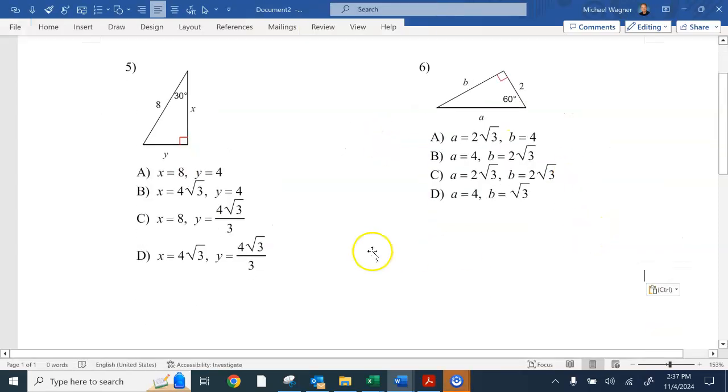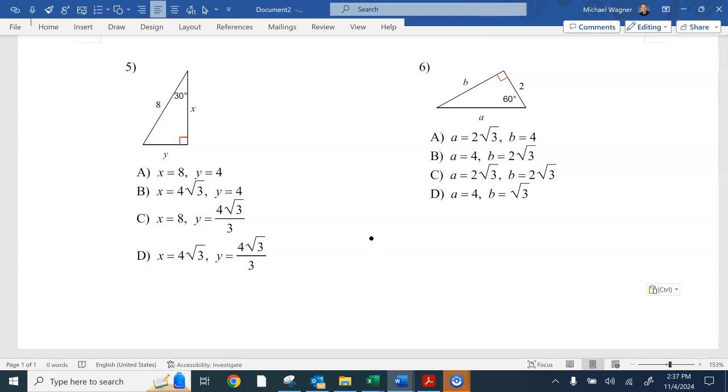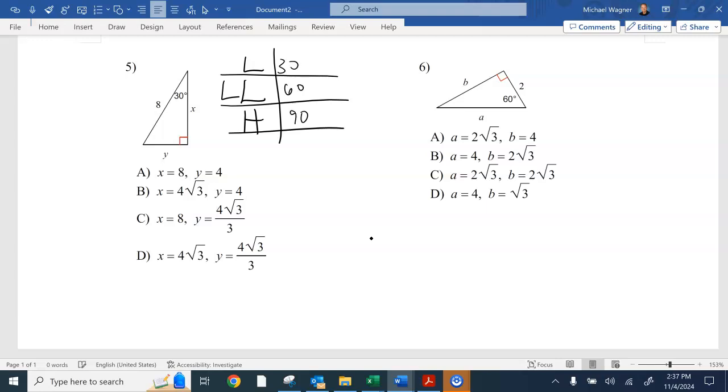Okay, so number 5. Let's see. First of all, now this is where you can line them up. Maybe you can put short leg, and then the long leg can be over here, and then you can put the hypotenuse. So what are we given? We have a 30. That's going to be the y. X is going to be the 60, and 8 is going to be the 90.